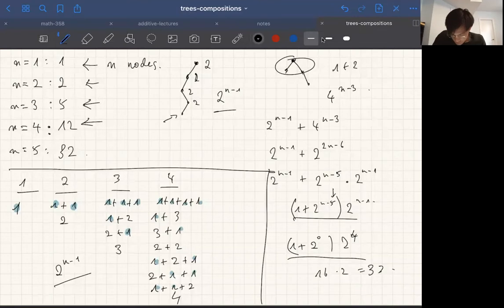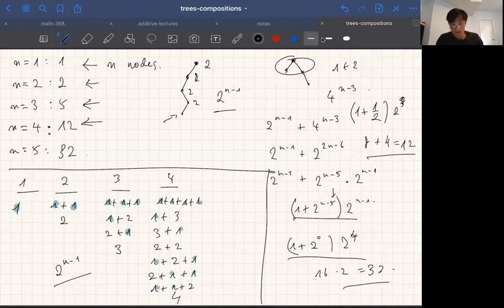Oh, no, it's okay. So we'll say 1 plus a half times 2 to the n minus 1. So 2 to the n minus 1 would be, sorry, 2 to the 3, which is 8. So 8 times 1 plus 4, that's 12. Okay, so it actually does seem to work. And yeah, it would say that it's 32 for n equals 5.